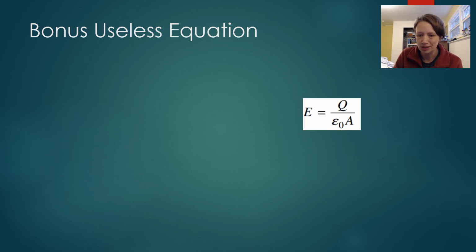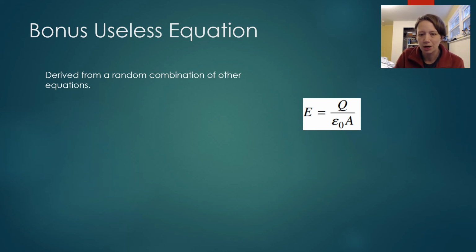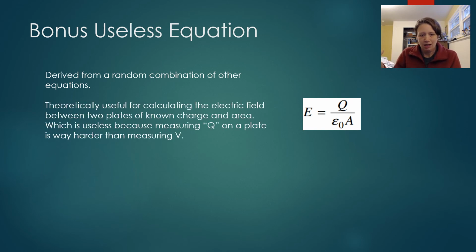But here's an equation that's given, and I can derive this equation from a random combination of other equations. It basically says the uniform electric field inside a capacitor is equal to Q, the charge on one of the plates, divided by the dielectric constant times the area of the plates. So I can algebraically explain this equation, and theoretically this would be useful for calculating the electric field between those plates if you happen to know the charge of the plates and the area of the plates.